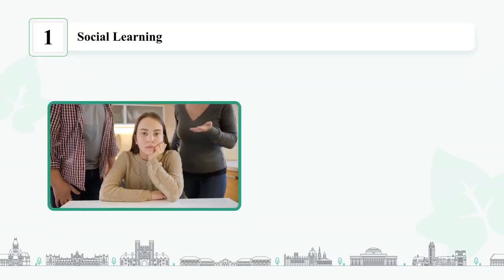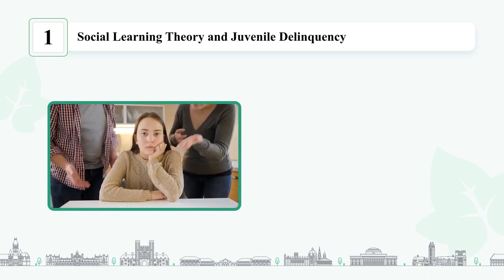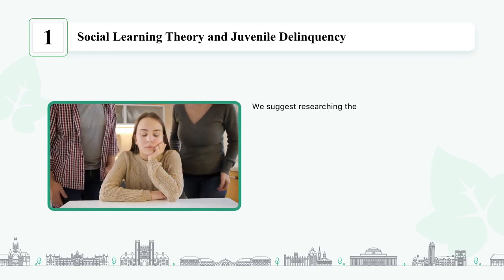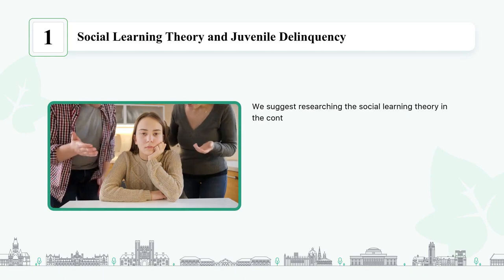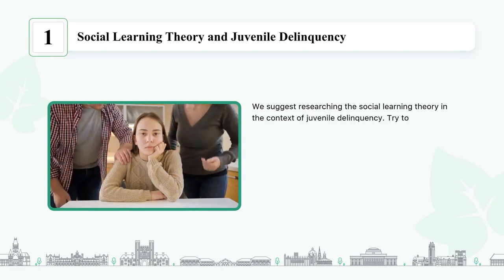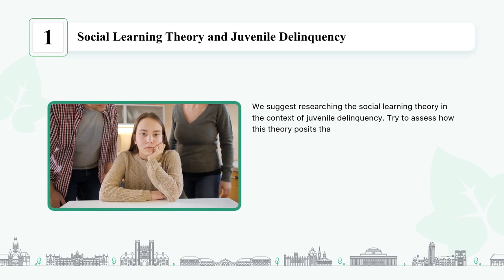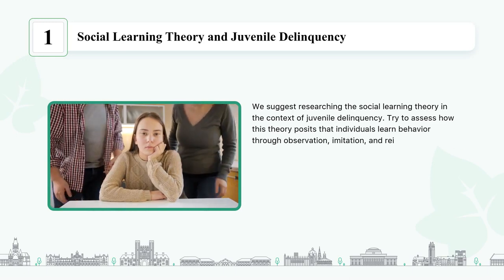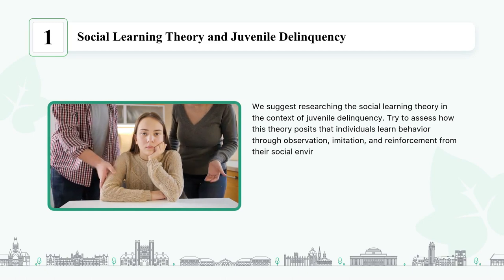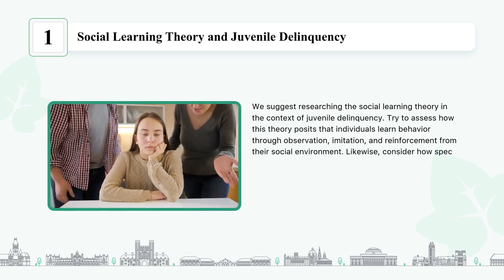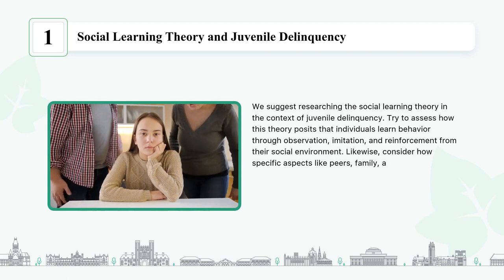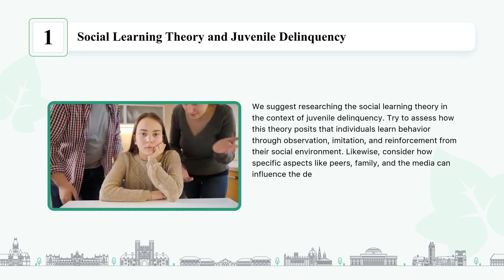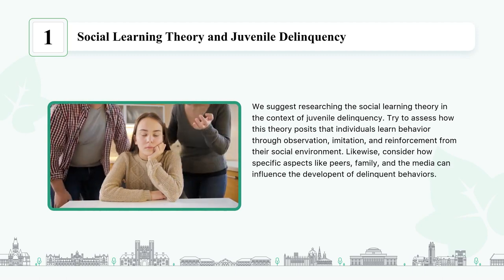Social Learning Theory and Juvenile Delinquency. We suggest researching the social learning theory in the context of juvenile delinquency. Try to assess how this theory posits that individuals learn behavior through observation, imitation, and reinforcement from their social environment. Likewise, consider how specific aspects like peers, family, and the media can influence the development of delinquent behaviors.